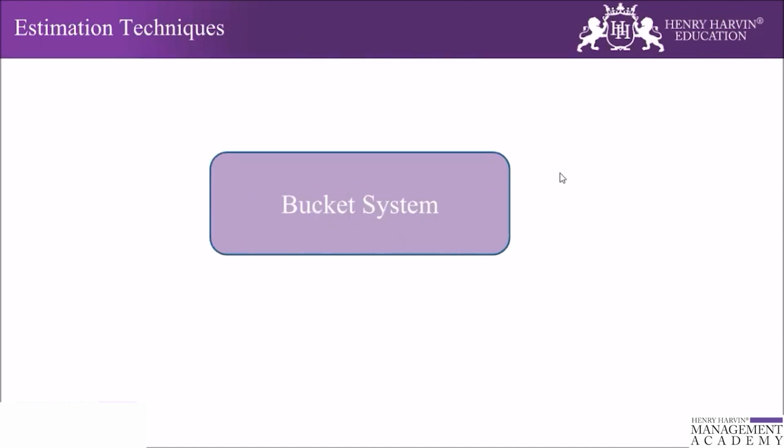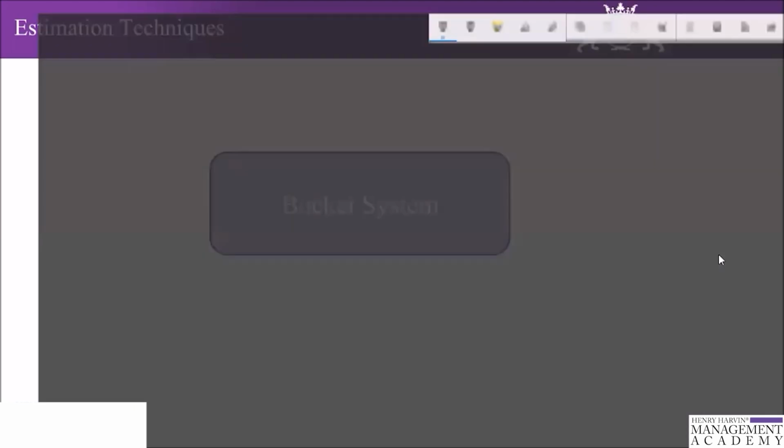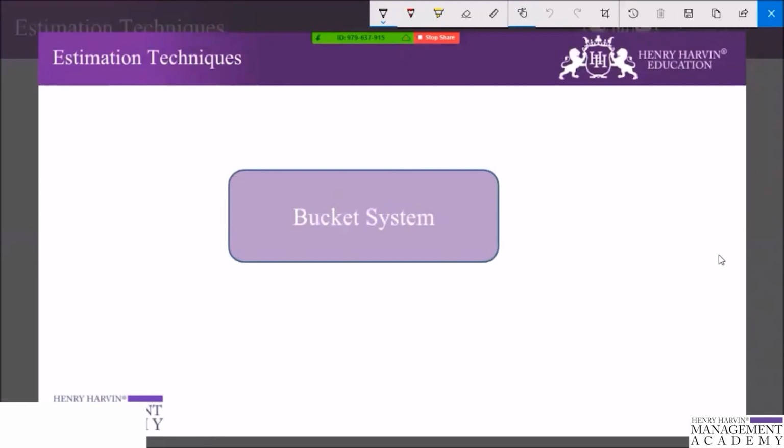So next comes the bucket system. It is a good technique along with the techniques which we have discussed, and the bucket system is a way to do estimation of a large number of items with a small to medium sized group of people, and to do it quickly. The bucket system has the following qualities which make it particularly suitable for the agile environment. Let's see what the benefits of using the bucket system are.